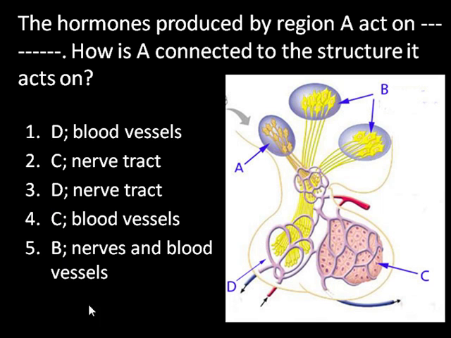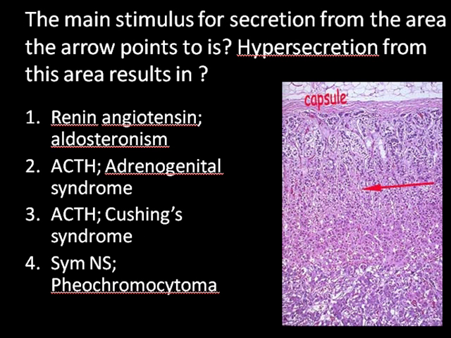Now let's go to the next question, which is a histological image. Here you have to first identify the region which the arrow is pointing to and then determine what is the main stimulus for secretion from the area the arrow points to. And then, after having identified that region, you have to see what condition hypersecretion would result in. So let's first look at the regions.